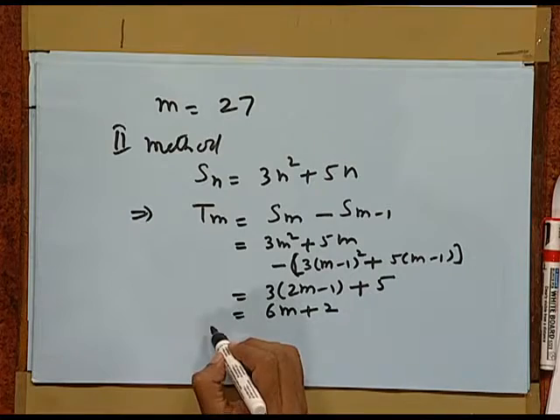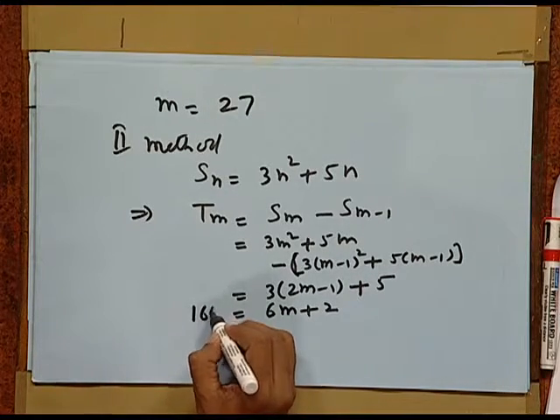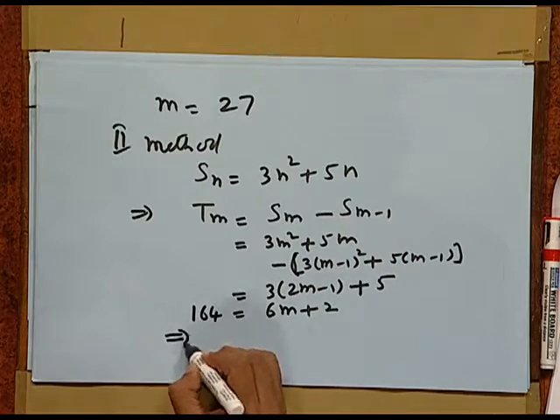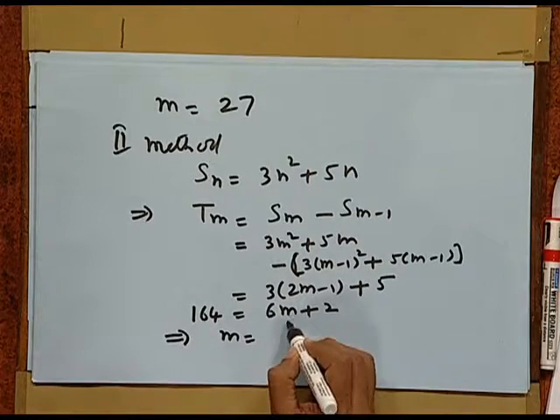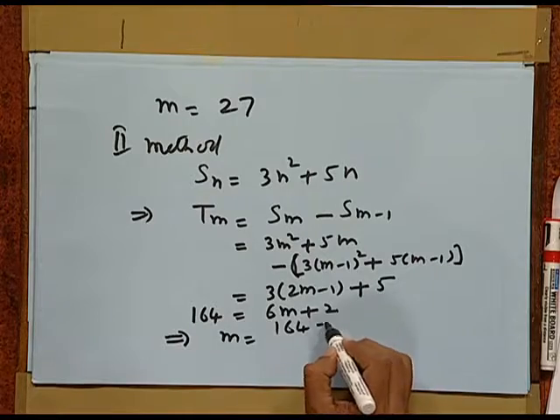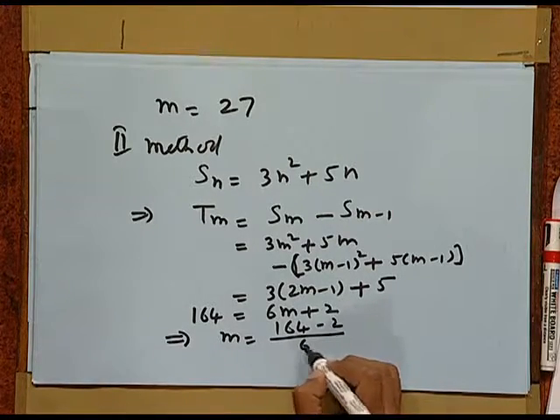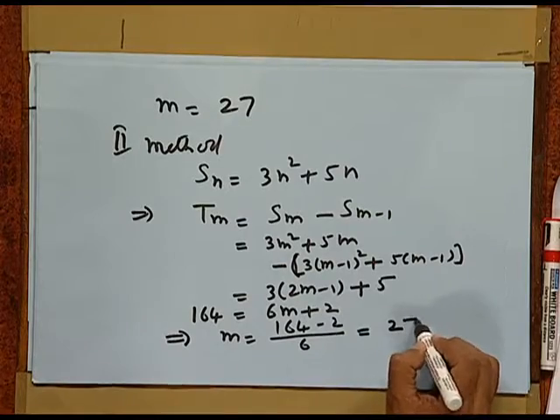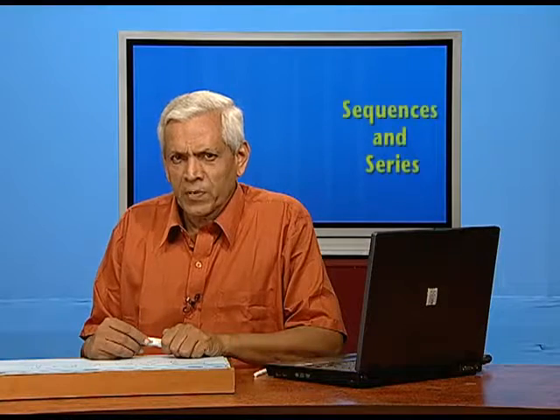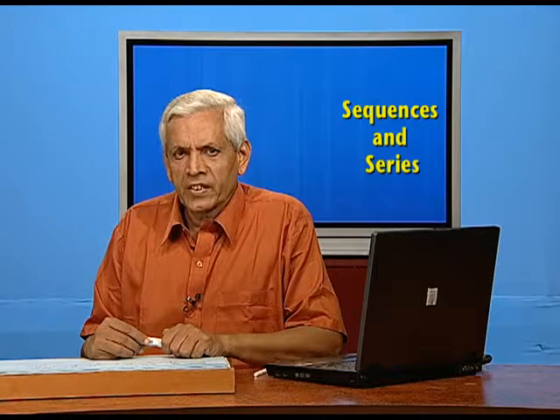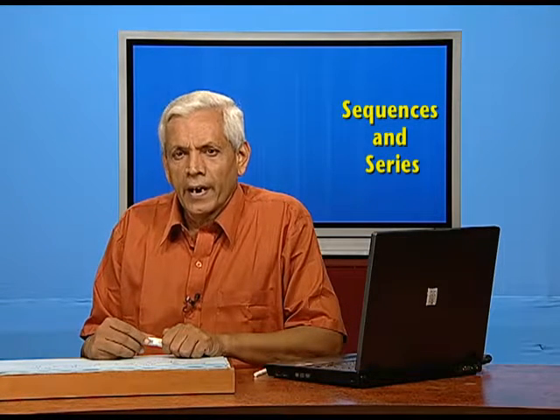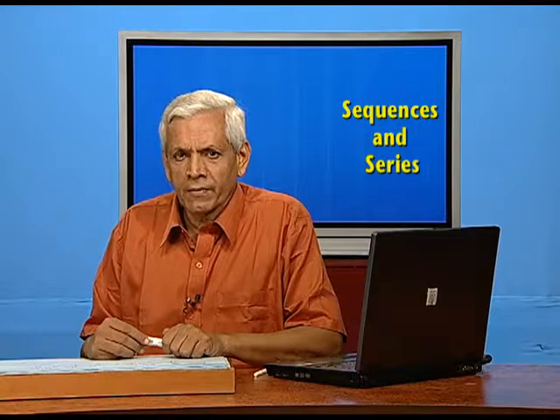But Tm was 164. This implies m is equal to (164 minus 2) upon 6, that is 27. Thus, we have seen there are two methods to attack problems in which nth term is given as a function of n. Our next problem contains another concept, namely arithmetic mean, or in short AM.